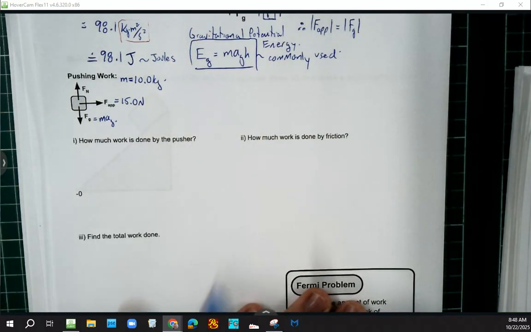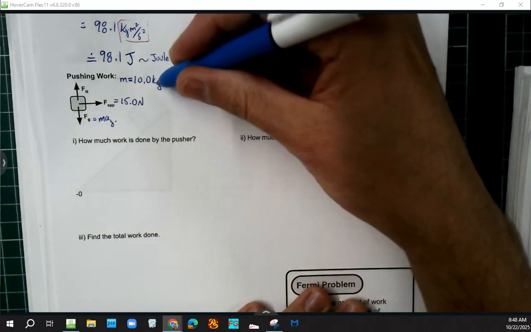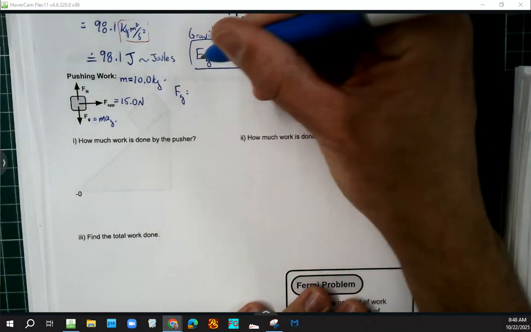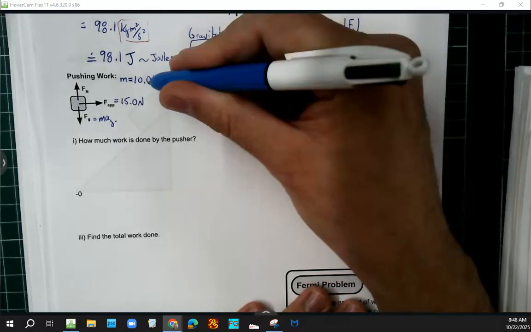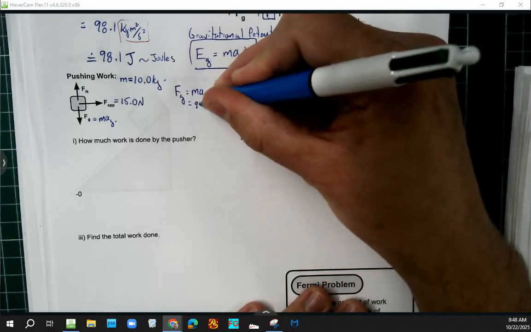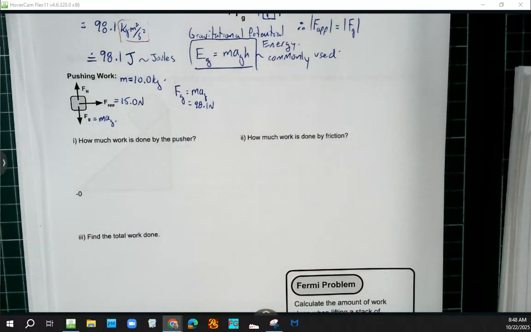Now, the fact that I've been given that the mass is 10.0 kilograms means that I can calculate the Fg. I'll just do that as a quick little aside. Fg is equal to mass times acceleration due to gravity, so that's going to be 10 times 9.81, 98.1 newtons. 10 kilograms times 9.81 meters per second squared gives you 98.1 newtons. Okay, well, that's actually the same mass that we were lifting earlier. Same values, 10 kilograms, right?